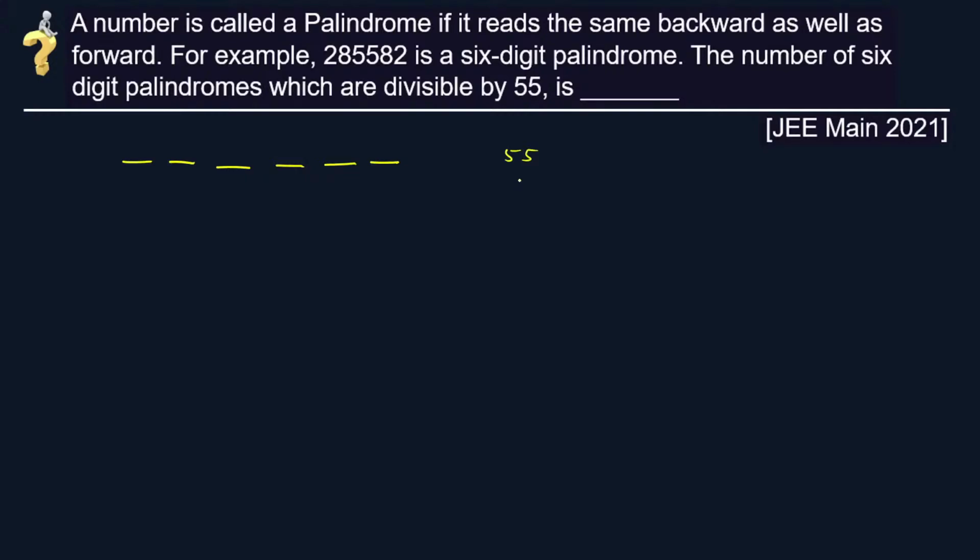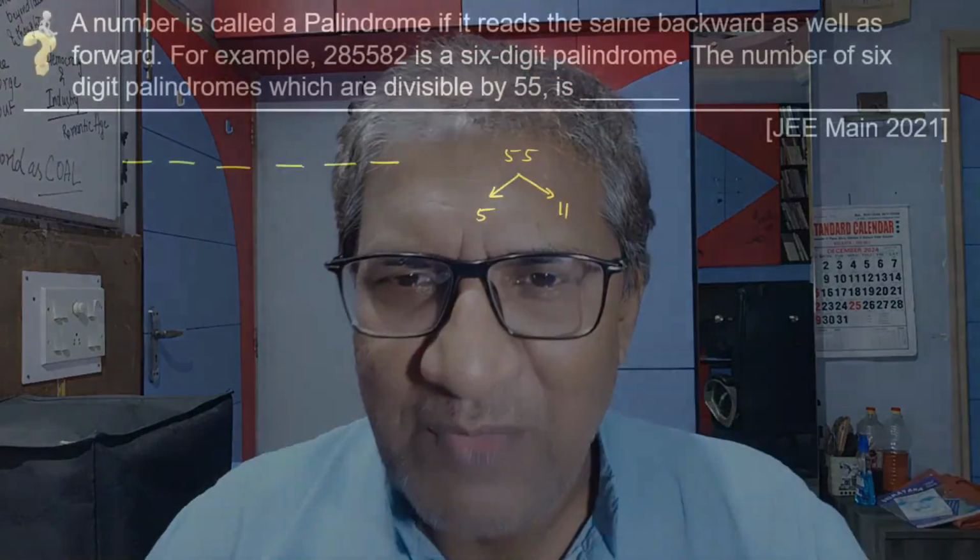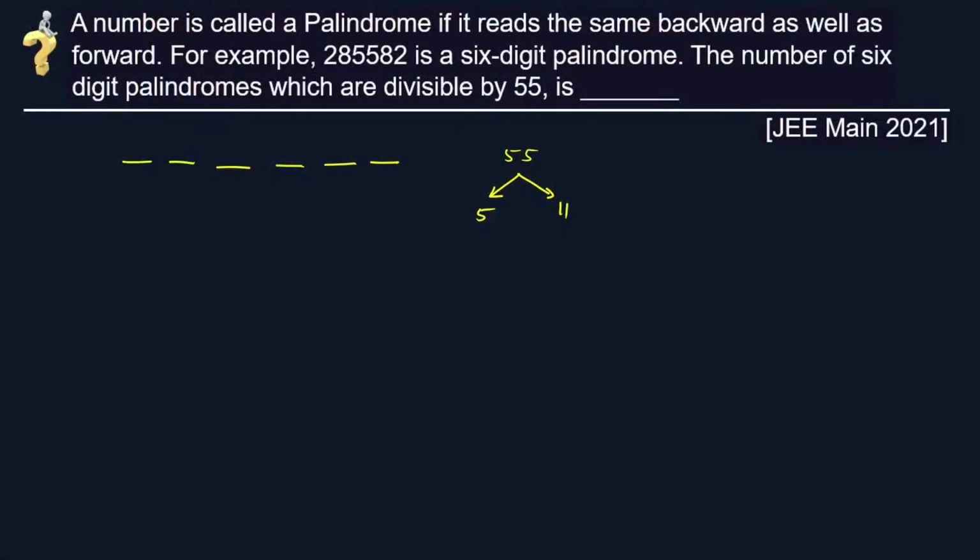What do you mean by divisible by 55? It means that it has to be divisible by 5 as well as divisible by 11, which gives us that the number will be divisible by 55. Is it clear to everyone? Absolutely. Okay. Now, what is the condition that the 6-digit number will be divisible by 5?